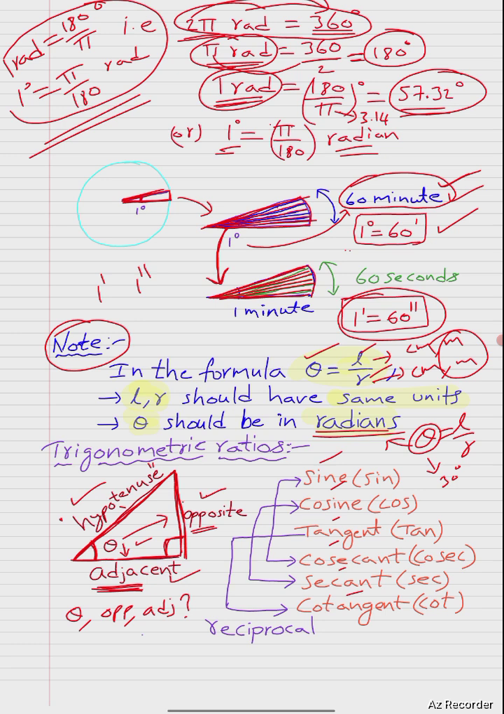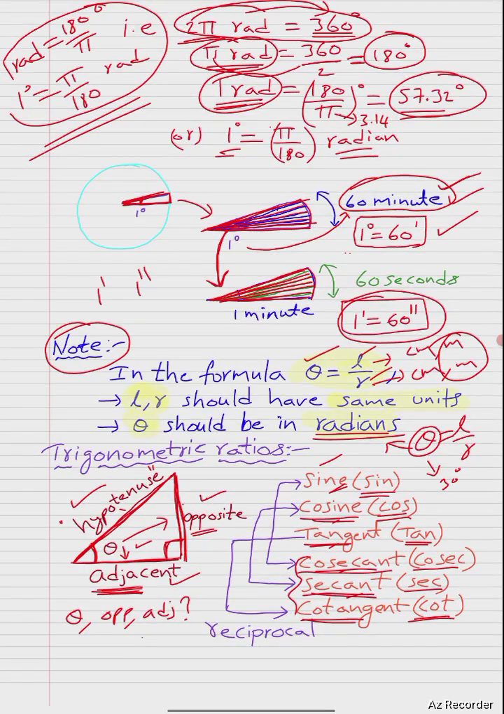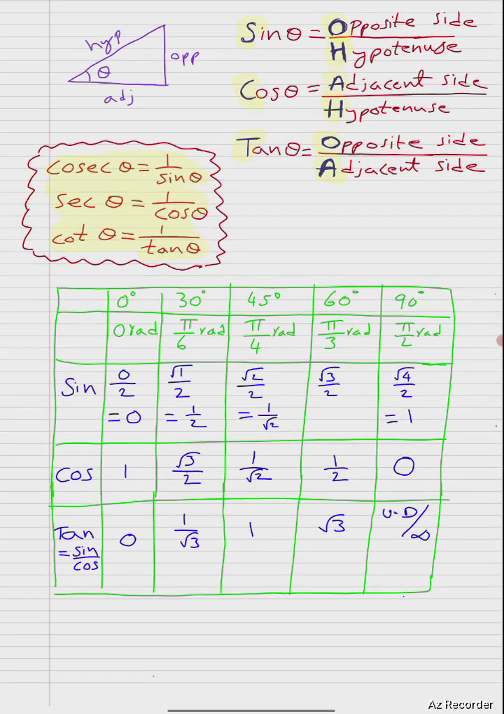Okay, using these ratios. The ratios are sine, in short sin, cosine, in short cos, tangent, in short tan, cosecant, in short cosec, secant, in short sec, cotangent, in short cot. So the last three ratios are reciprocals of the first three ratios. Cosecant is the reciprocal of sine, secant is the reciprocal of cosine, cotangent is the reciprocal of tan. Okay, now let us learn how to deal with this.